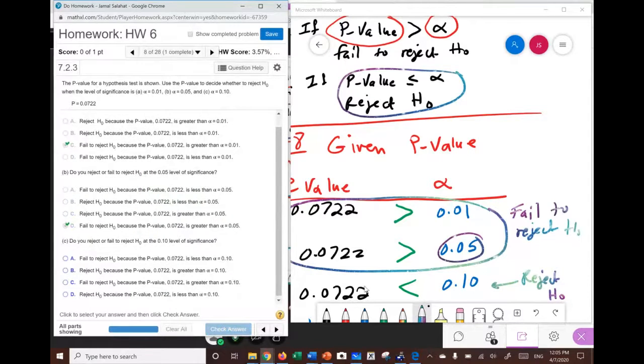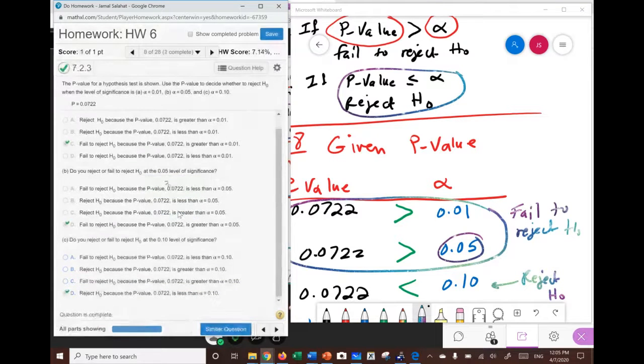We go to the last part. What about the 10% level of significance? At the 10% level of significance, the p-value is less than alpha, so we're going to reject H note. So we're going to choose reject, which is either B or D. We reject because the p-value is less than alpha. So here we answer the three questions for this problem.